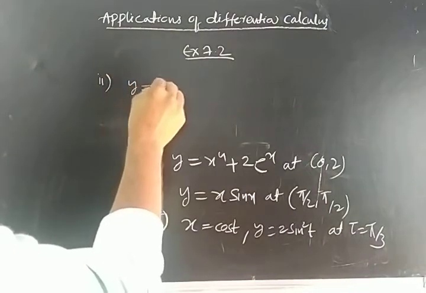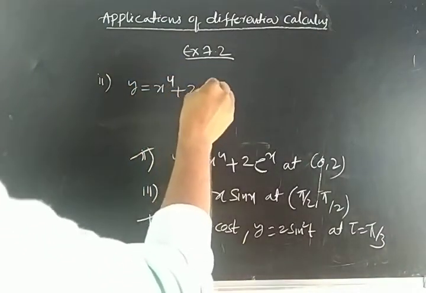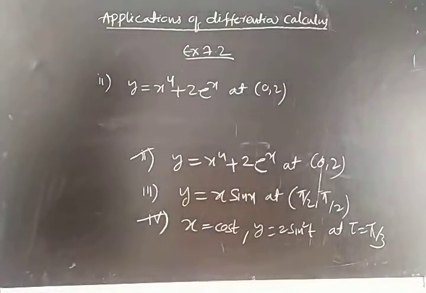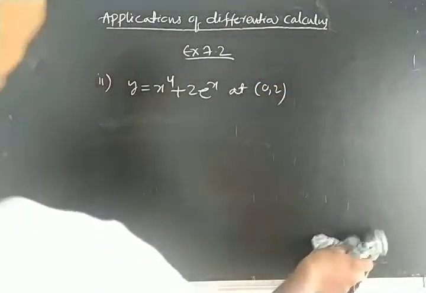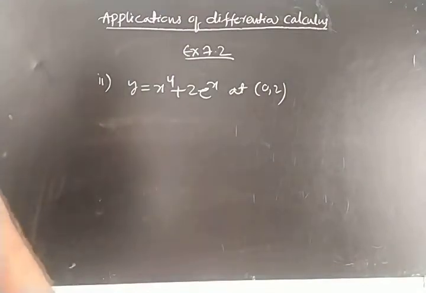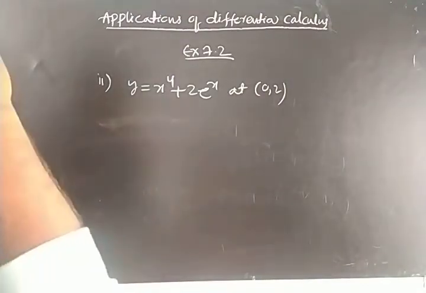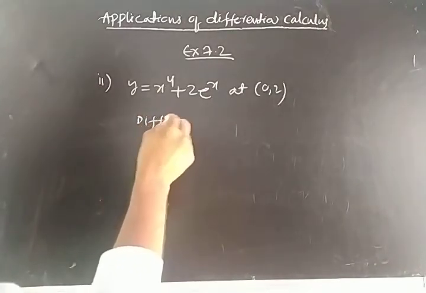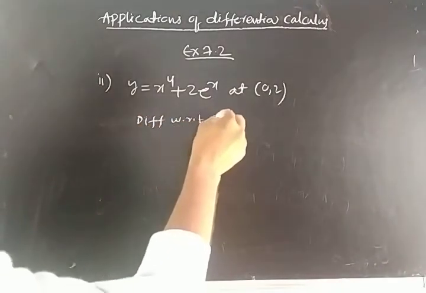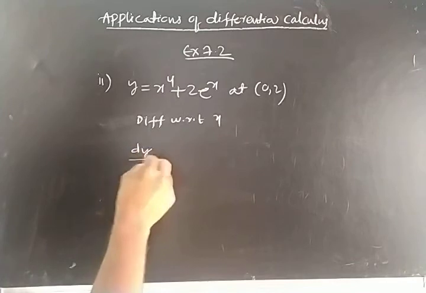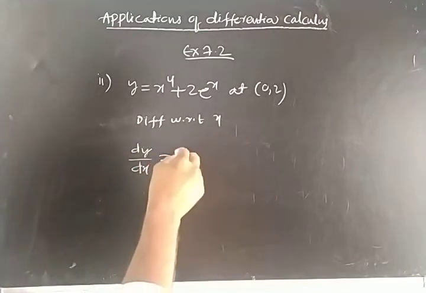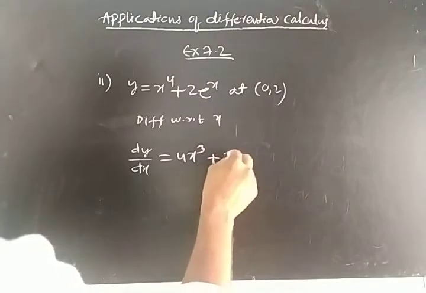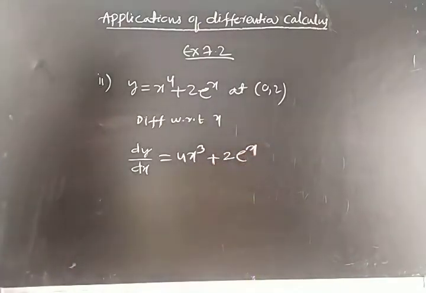Y equal to x power 4 plus 2 e power x at (0, 2). We have to find the tangent and normal equation. Then after that, the fourth problem. To find the tangent equation we need the slope. Already we have the point. So I am differentiating this with respect to x. dy by dx: derivative of x power 4 is 4x cube, plus derivative of 2 e power x is again 2 e power x.